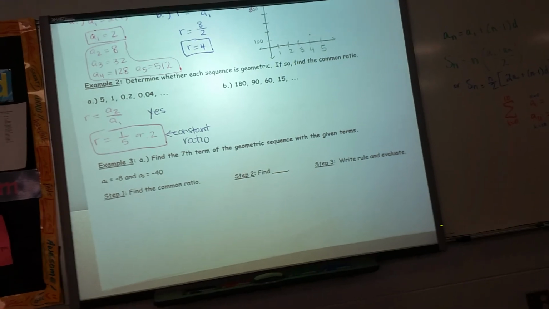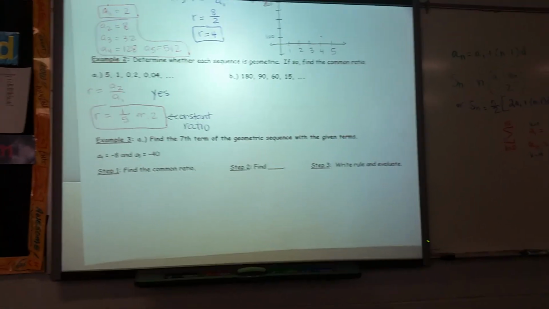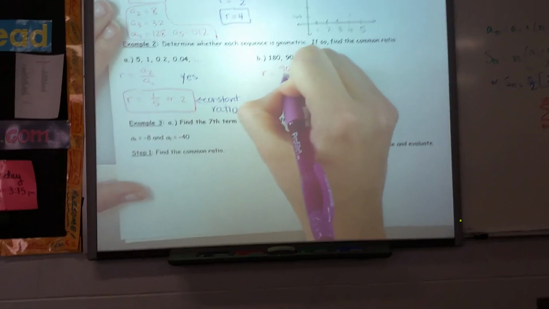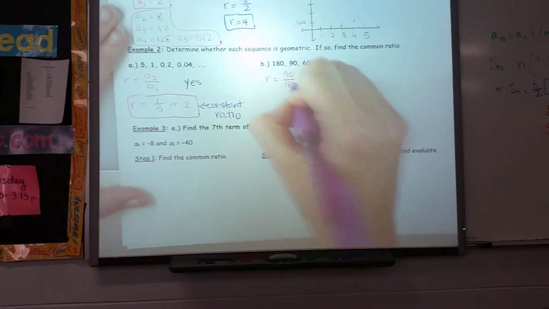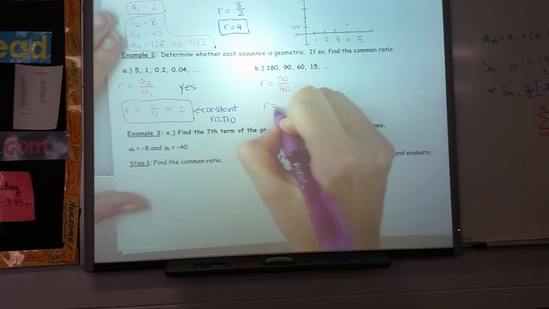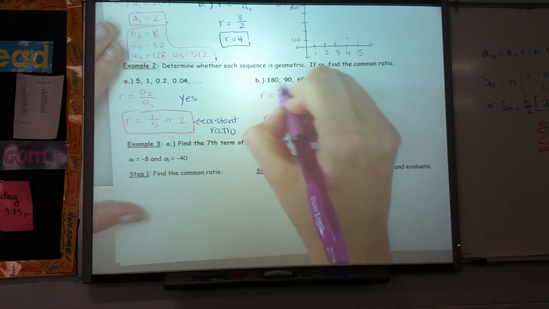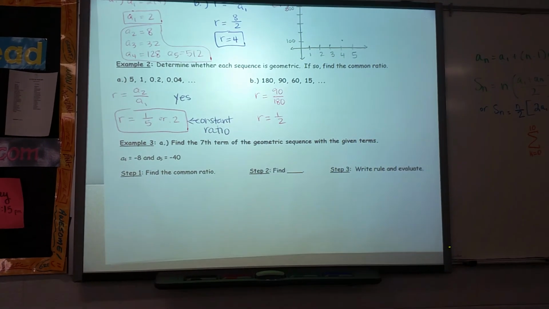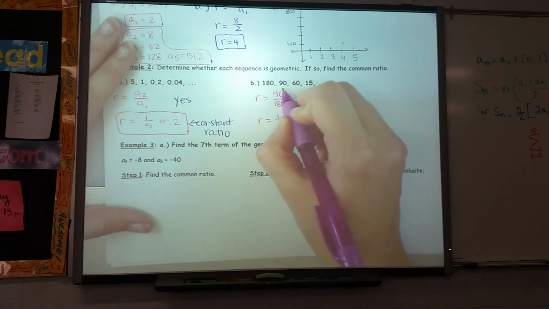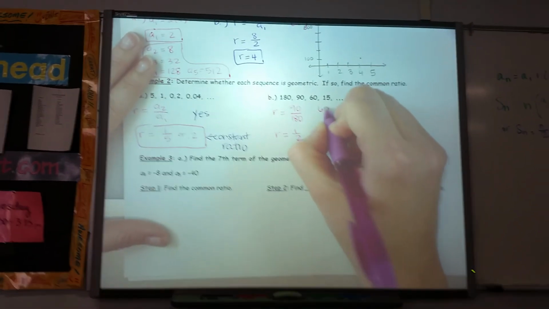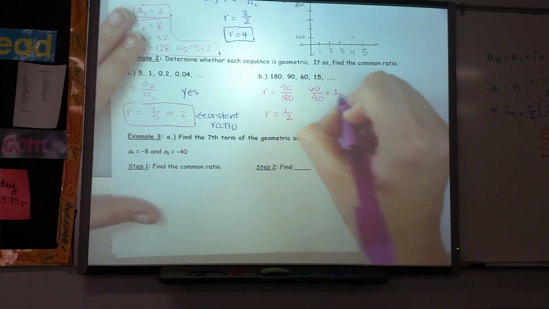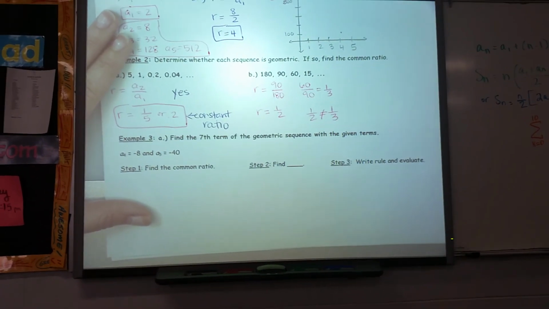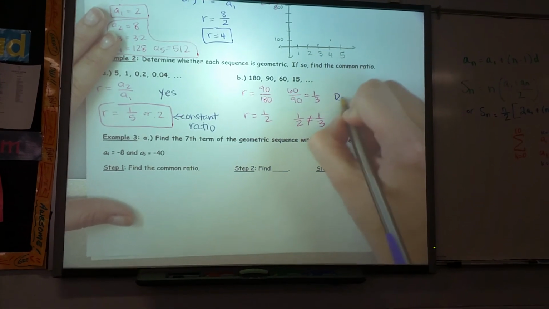Okay, so for B, I'm gonna find our R value. Katie, did you find your R value for us? Okay, good. So what I do is I always take A2 and A1 and find that, and it's 1/2. Then I take the next two. So I could also do 60 over 90, which would be 1/3. Okay, so 1/2 and 1/3 are not equal, so the ratios are not constant.